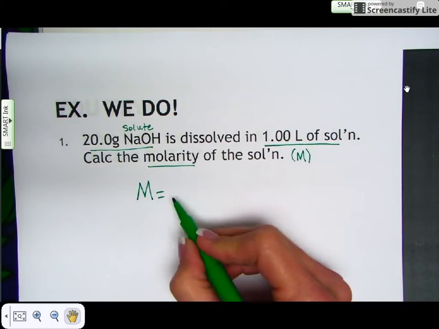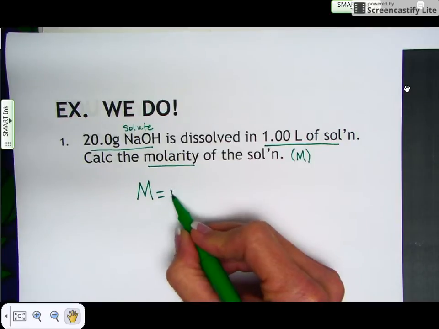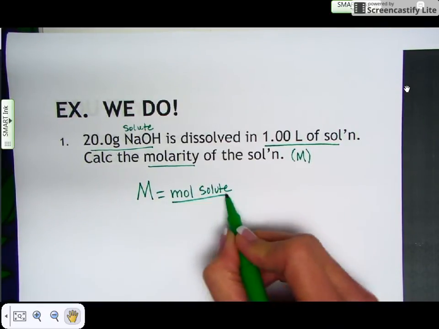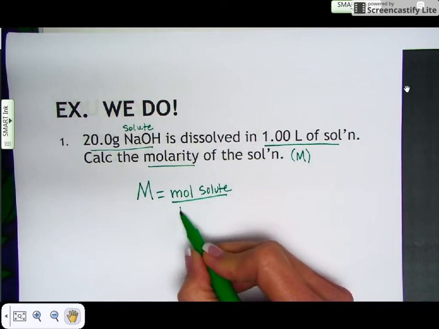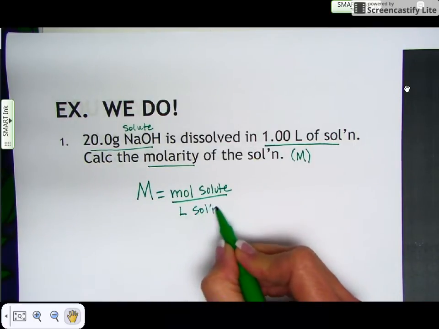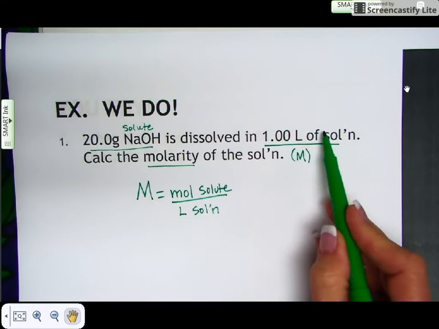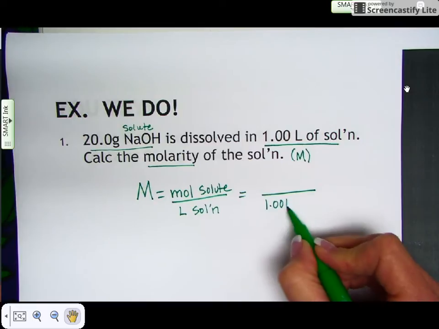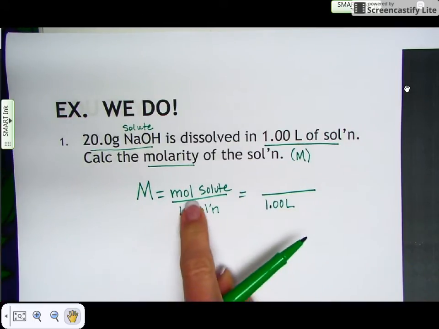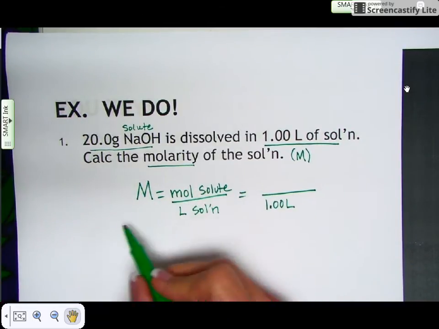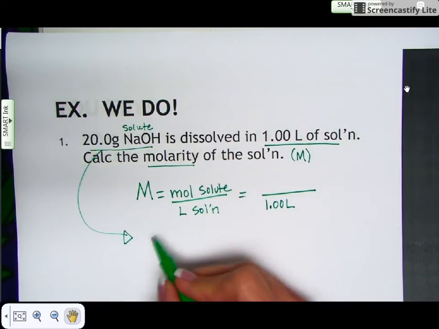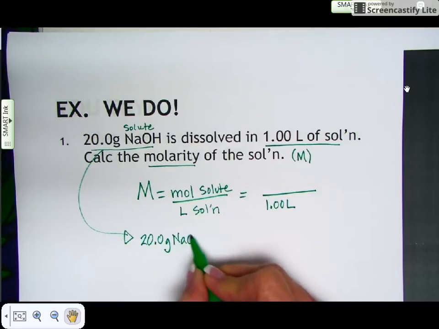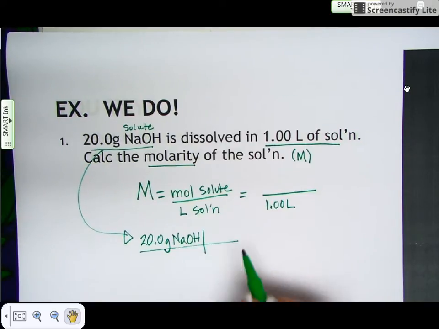So the formula is what you want to write down first. Molarity is equal to moles of the solute. In this case, moles of sodium hydroxide divided by liters of the solution. Now we know the liters of solution, so we can go ahead and plug that in here. We know it's a 1.00 liter solution. But we only have grams of the solute right now. So what we need to do is do a little conversion first. We need to convert 20 grams of sodium hydroxide to moles.